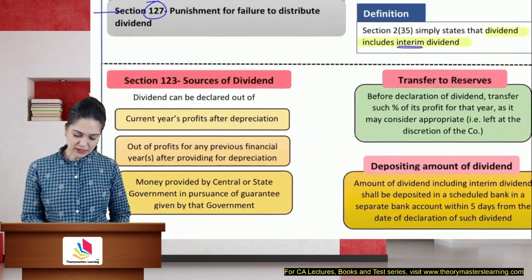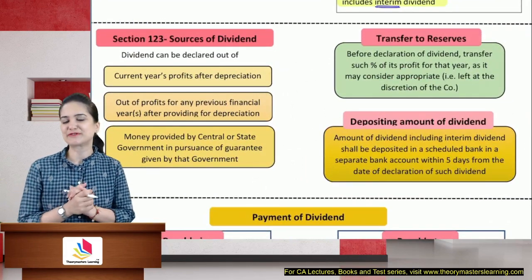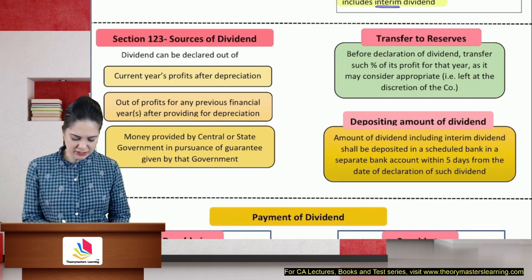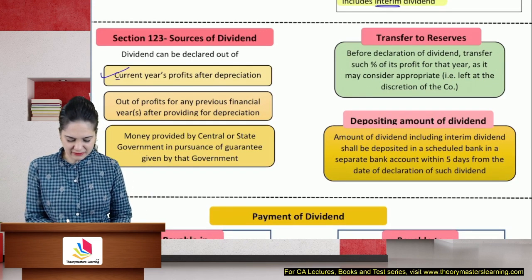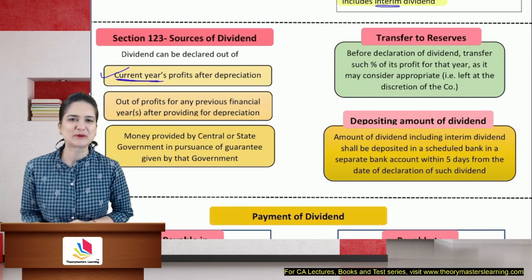Okay, now I want to give dividend. So what are the sources of dividend? From where will I arrange for money? Law says that you can give the dividend out of current year's profit. Anyways, you are earning profit for distribution only. Give some portion in the form of dividend.